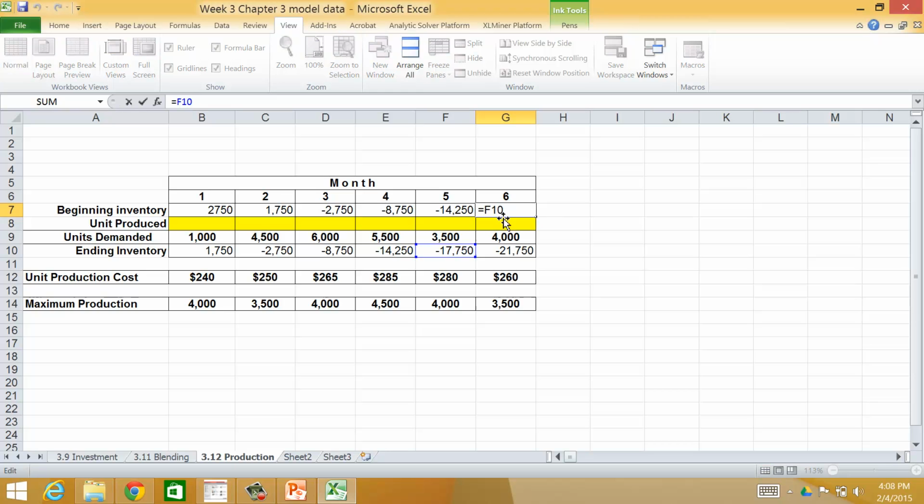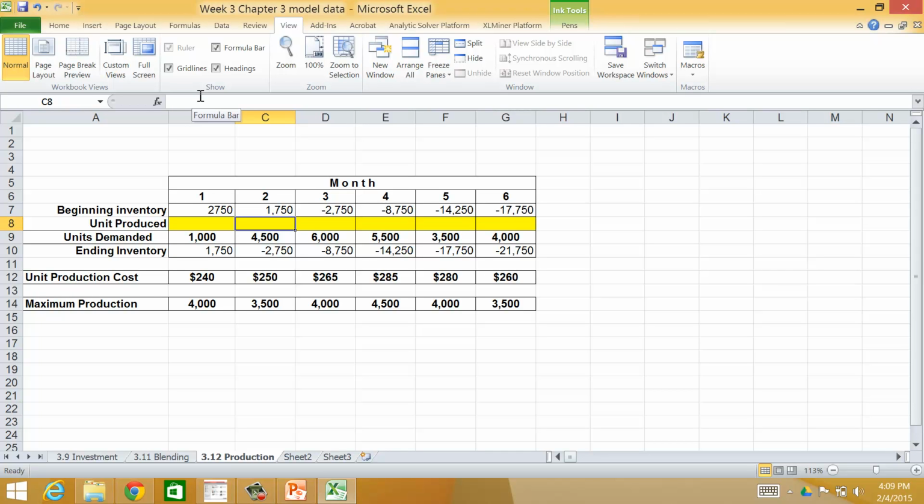Click inside. Okay, so this beginning inventory of month 6 equals the ending inventory of month 5. So this cell here always equals the ending inventory of the previous month. You do it here, then copy it all the way. So with that, we took care of the relationship between the beginning inventory, unit produced, the demand, and the ending inventory. Ending inventory of one month versus the beginning inventory of the next month. Okay, so these tables are done.